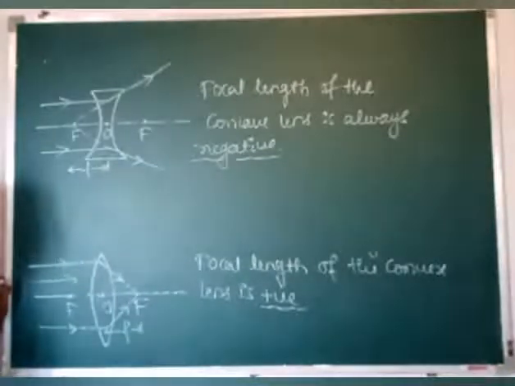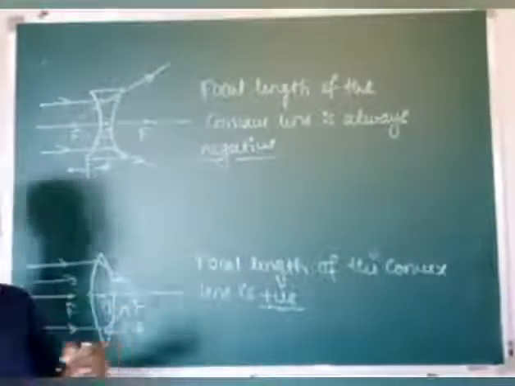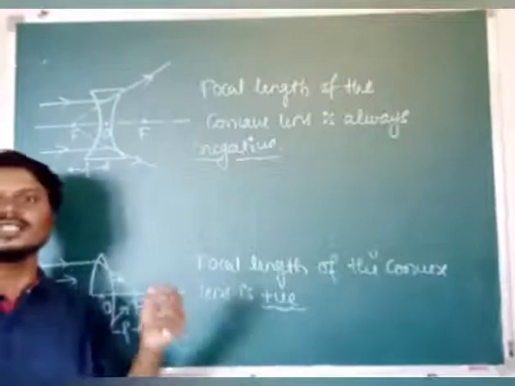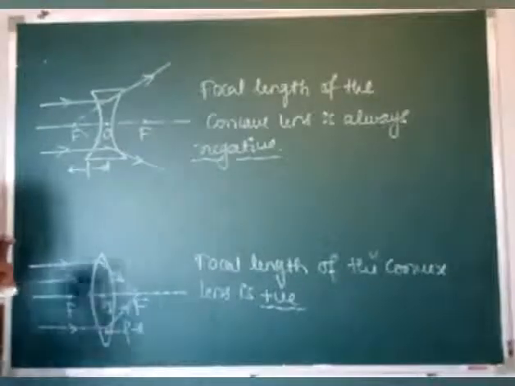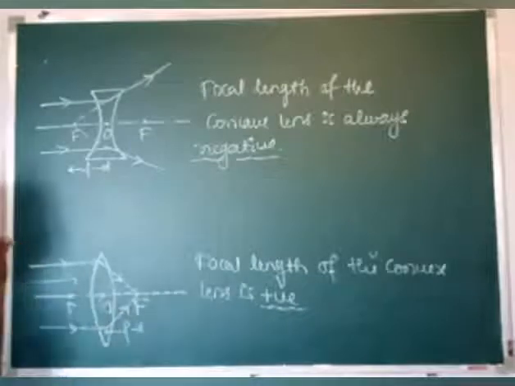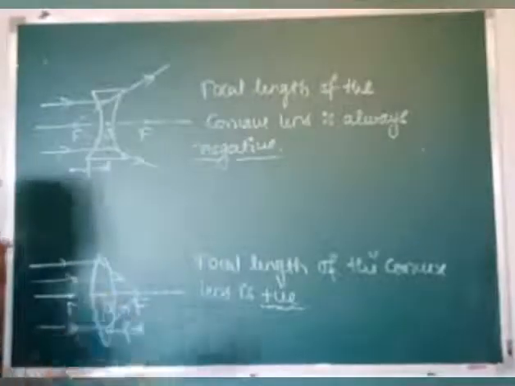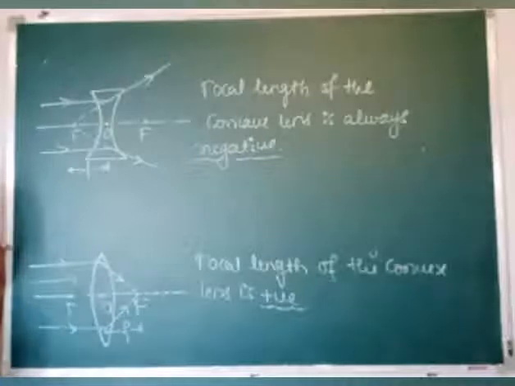So the next topic is the lens formula. What is the lens formula? It is the relation connecting the object distance, image distance and focal length of the lens. What is object distance? Object distance is the distance of the object from the optical center. And what is image distance? The distance of the image from the optical center. And what is the focal length? It is the distance of the principal focus from the optical center.